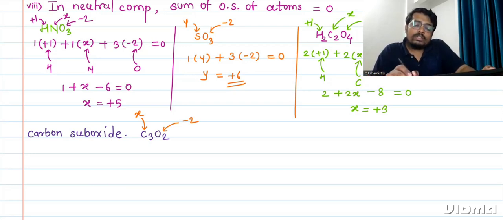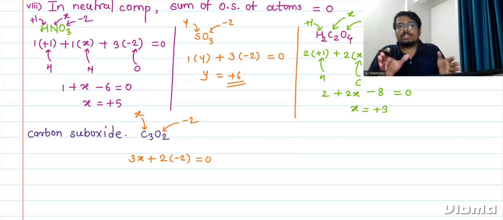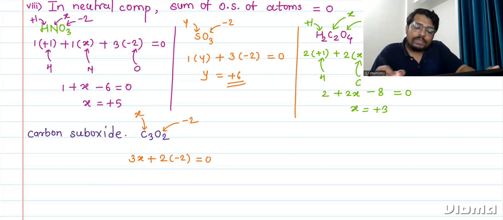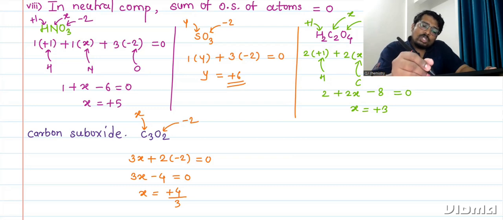Now, here three carbon atoms are there, right? Three carbon atoms, so 3 into X, plus two oxygen atoms, 2 into -2. It is a neutral molecule with no charge, so the total charge is 0, right? So the total sum of oxidation states of constituent particles is equal to 0. By substituting the values, 3x minus 4 is equal to 0, x is equal to plus 4 by 3. So the oxidation state of carbon here is plus 4 by 3.